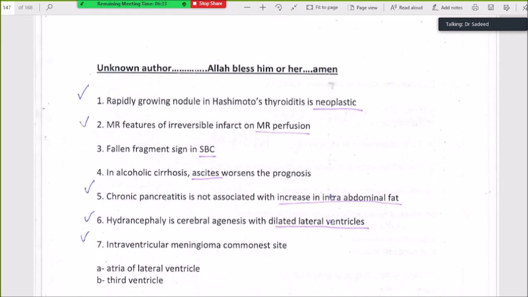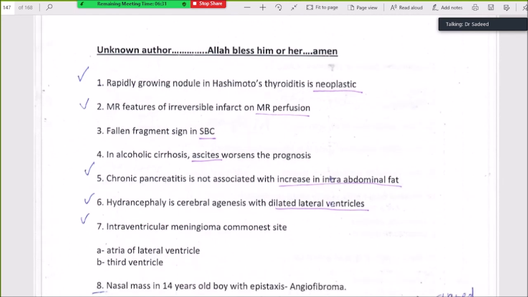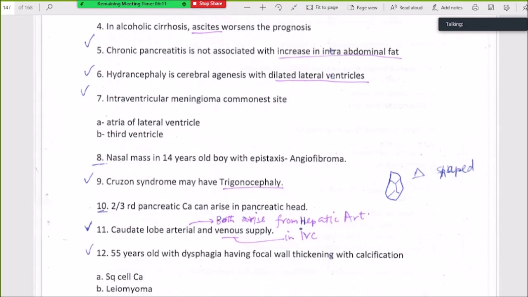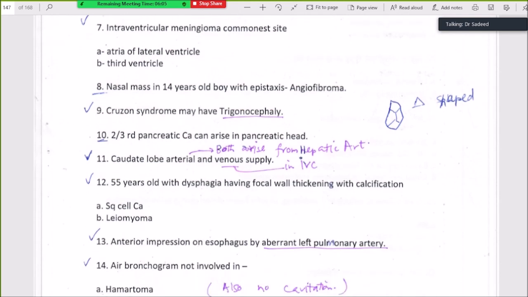1. Rapidly growing nodule in Hashimoto's thyroid is neoplastic. 2. MR fluid reversible infrared MR perfusion. 3. Fallen fragment sign seen in simple bone cysts. 4. In alcoholic cirrhosis, ascites worsens the prognosis. Question number 5. Chronic pancreatitis is not associated with increase in intra-abdominal fat. Number 6. Hydranencephaly is cerebral agenesis with dilated ventricles. 7. Intraventricular hemangioma common site is trigone of the ventricle or atrium of the lateral ventricle.